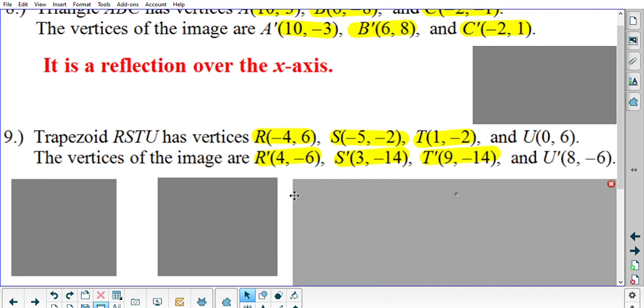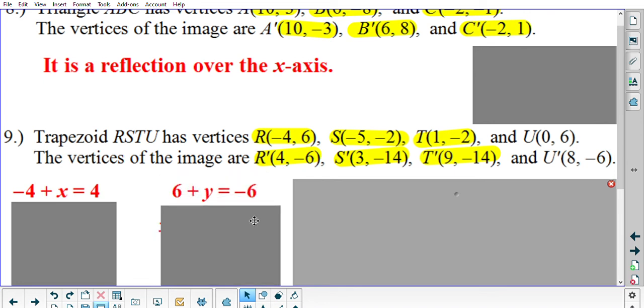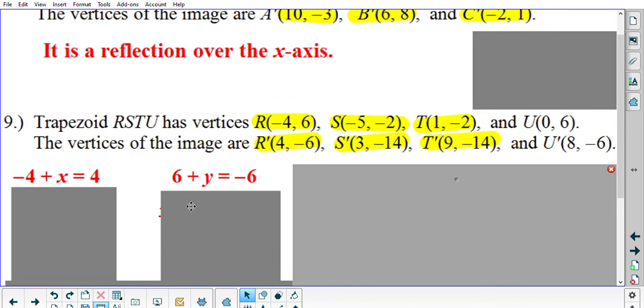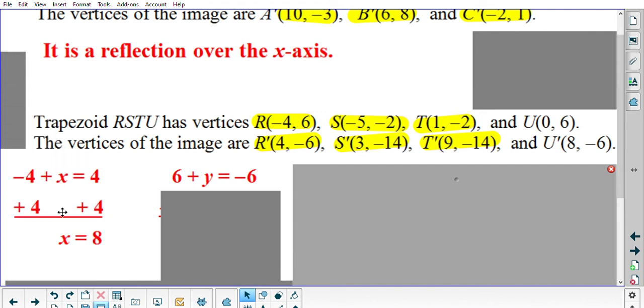So I need to figure out what I could add by to get from -4 to +4. What could I add by to get from 6 to -6? Now, you might be able to figure that out mentally and then check to see if the math works with the other x coordinates and y coordinates for S, T, U to S prime, T prime, and U prime. Or you can do like I showed you on your translation guided notes, set up an equation. I know that -4 plus something, call it x, would equal +4. How do I solve? Well, I can subtract by -4, which is the same as adding by +4, and that will tell me that x gets by itself.